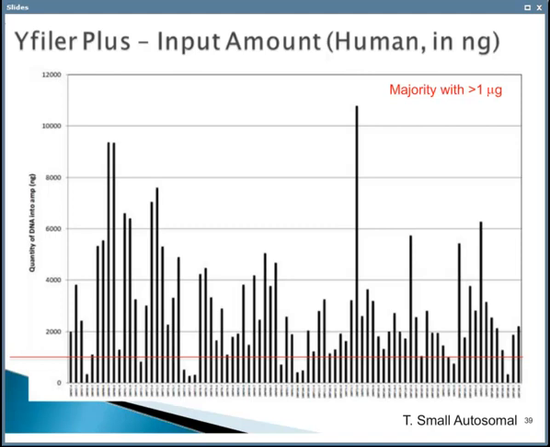You can see that on the y-axis we're talking about nanograms, and so the first value is 2,000. That's 2,000 nanograms. So that's 2 micrograms. So you can see that where the red line is, that's 1 microgram. Most of the samples that we analyzed had in the PCR reaction mix more than 1 microgram of DNA. So more than 1 microgram of human DNA was present in these Yfiler amplifications.